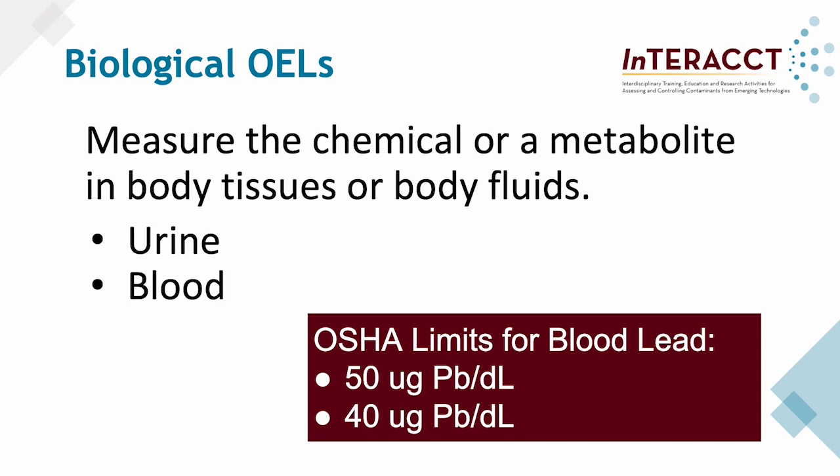Some biological exposure limits are set for blood, and an example is lead. The OSHA standard for lead in the construction industry requires that workers with blood lead levels of 500 micrograms per deciliter or more be removed from work, and workers with blood lead levels of 40 micrograms per deciliter or above be provided more frequent medical surveillance.